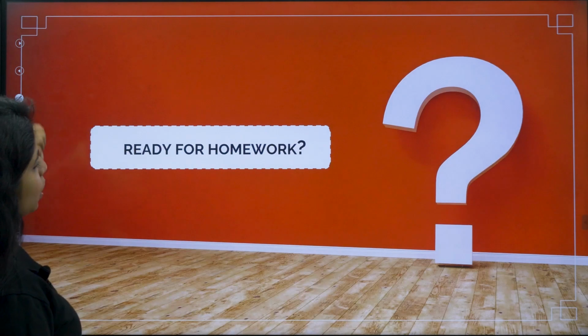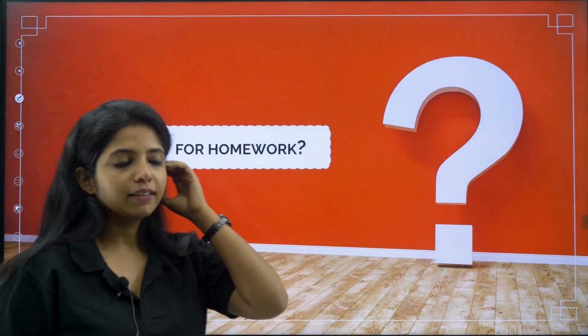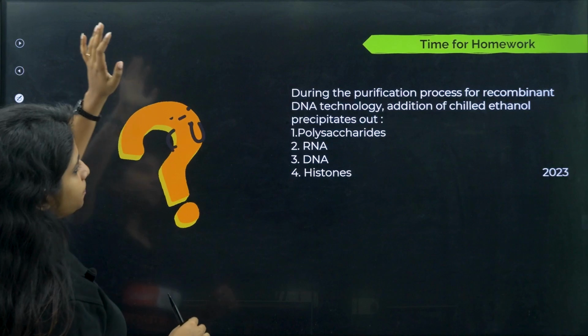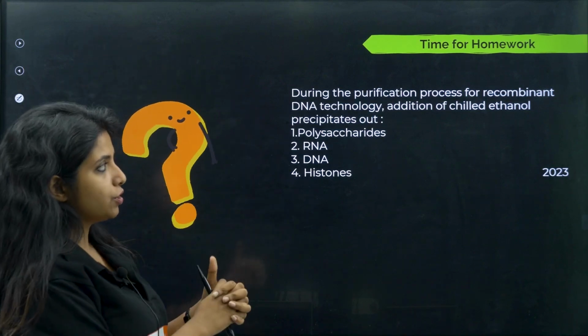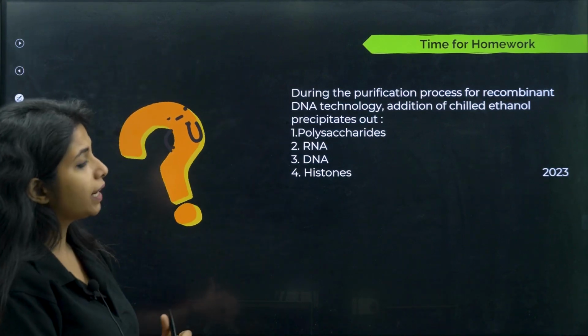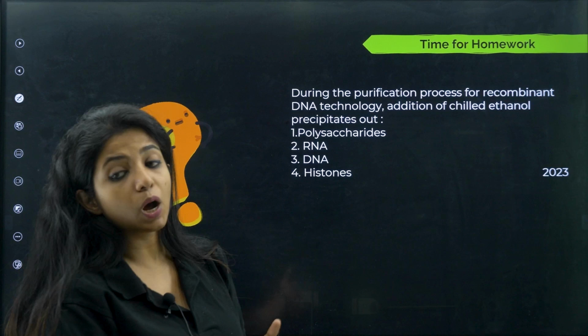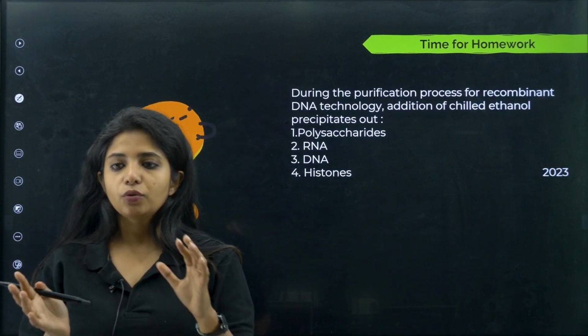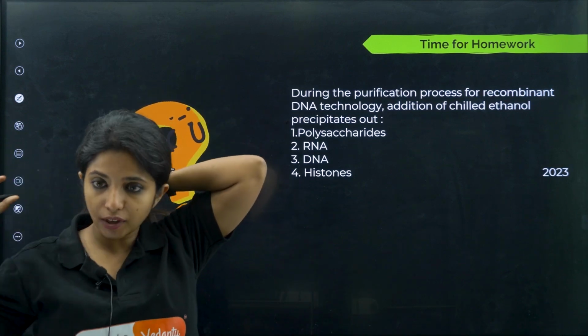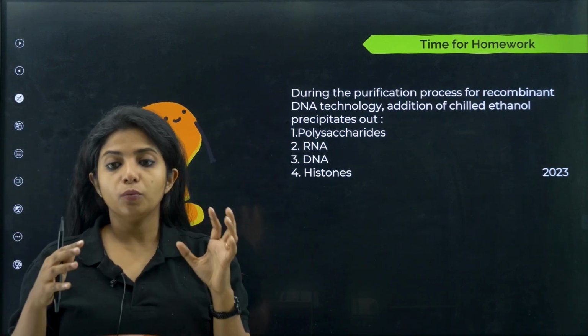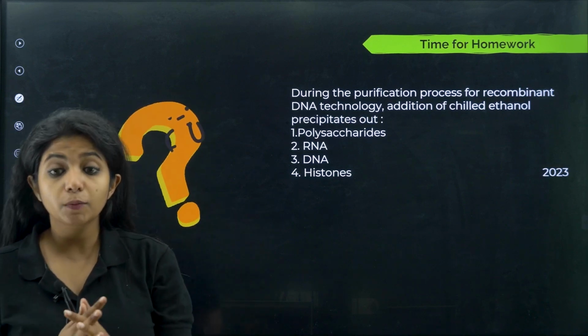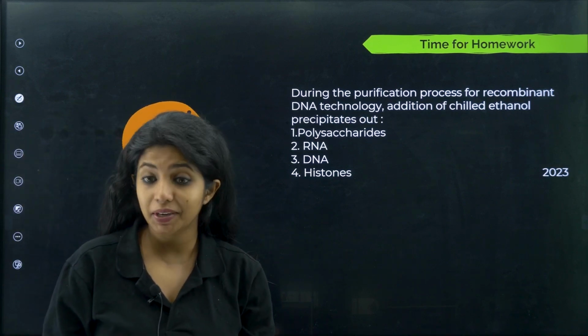Going ahead, one question for your homework, my dear little champions. During the purification process for recombinant DNA technology, addition of chilled ethanol precipitates out what? So when you are doing the purification process, at this point you are putting chilled ethanol. What does it do? What does it precipitate? This came in NEET 2023, very recent.